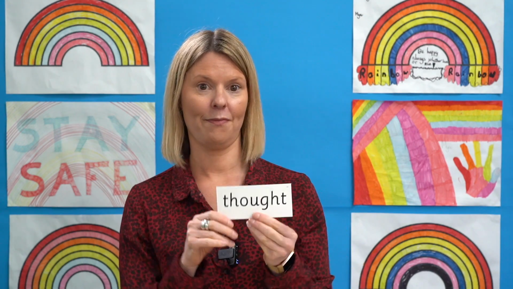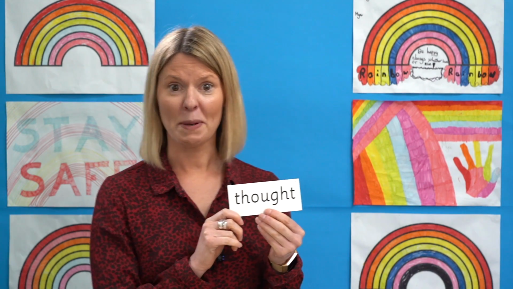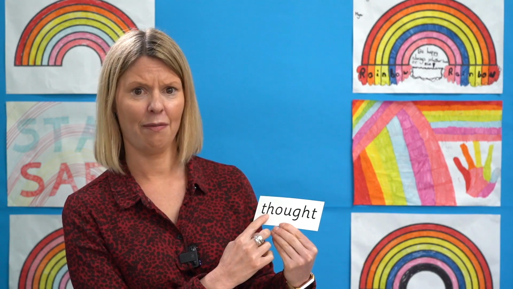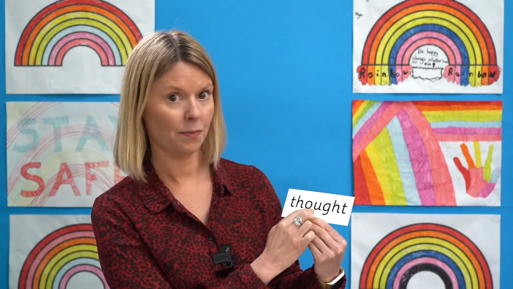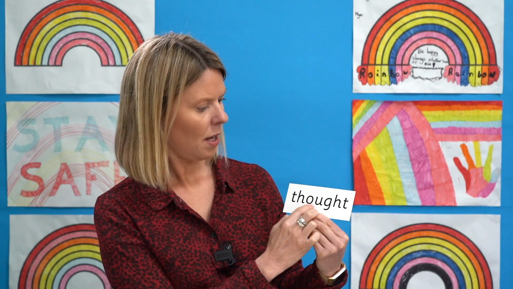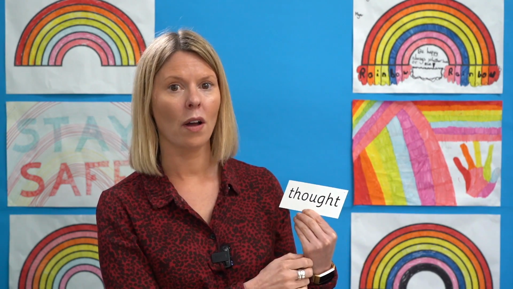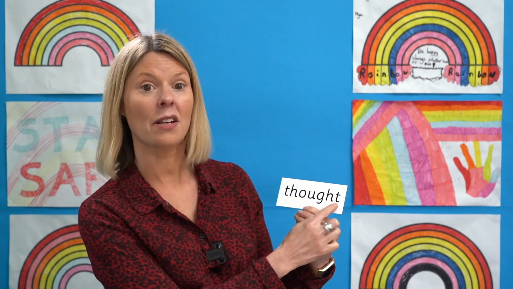Let's learn to read a tricky word. We are going to learn to read the word thought. Well, the first bit is easy, but the second bit is tricky. It says or, and the end is easy again, t.